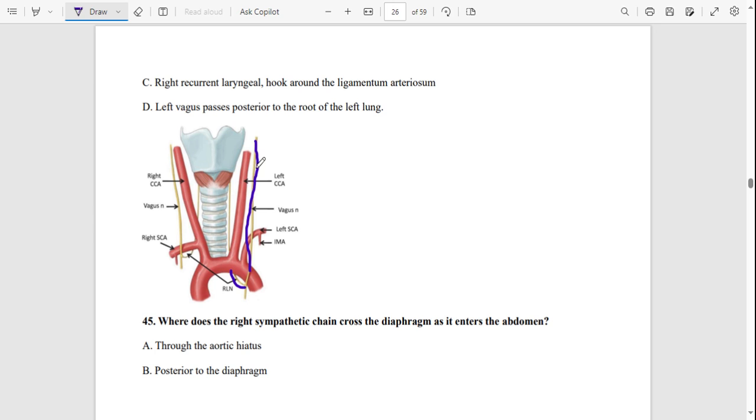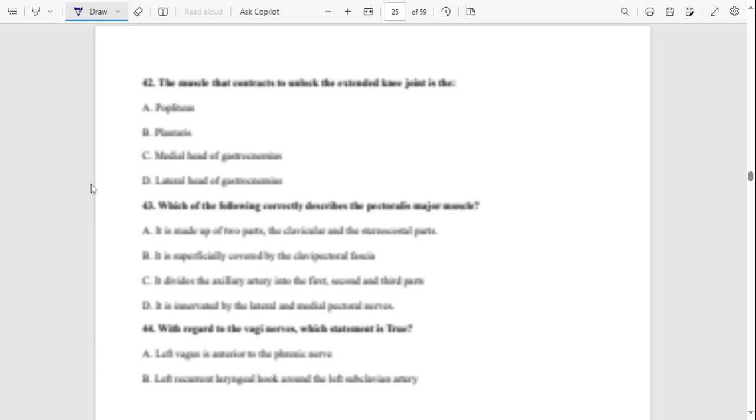And then this one is more anterior. Now the right one is more posterior. For the right one, it goes like that. It also sends a branch, but that branch rounds the right subclavian artery. And that is the right recurrent laryngeal nerve, which also goes to the larynx. Okay, so now let's look at the options.